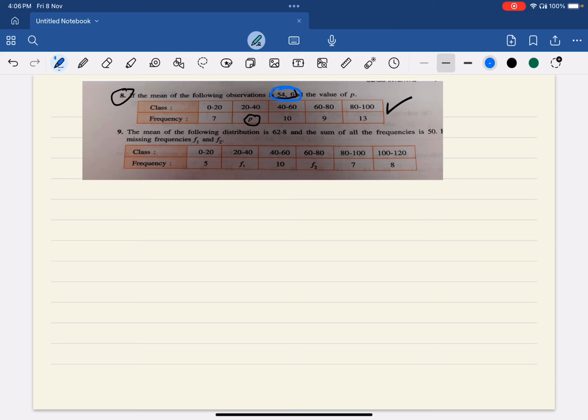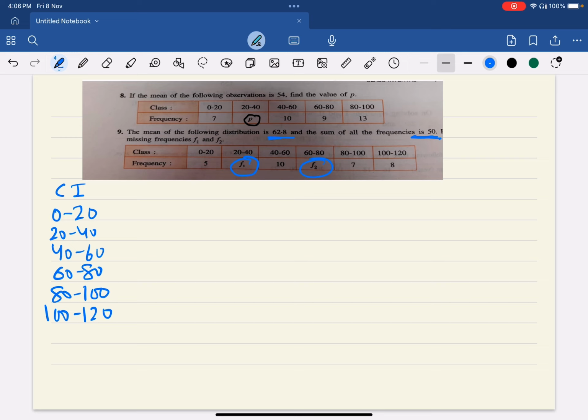Okay, now let us look at the second question. We are given two unknowns, f1 and f2, but they also give us the sum of frequencies in these kind of questions. So what they are saying is the mean is 62.8, and the sum of frequencies is 50. We have to find f1 and f2. Again, we are going to use the direct method. So I'm writing the class interval. Let me quickly write that. 60 to 80, 80 to 100, 100 to 120.